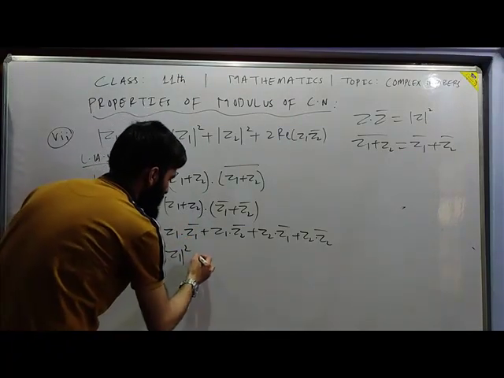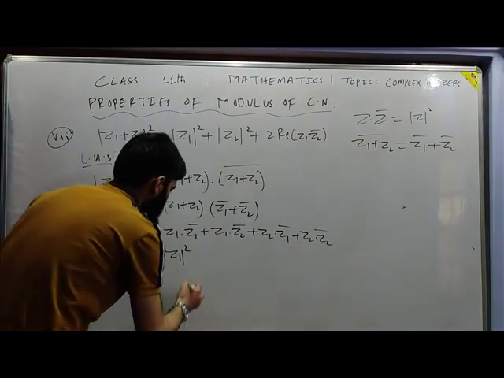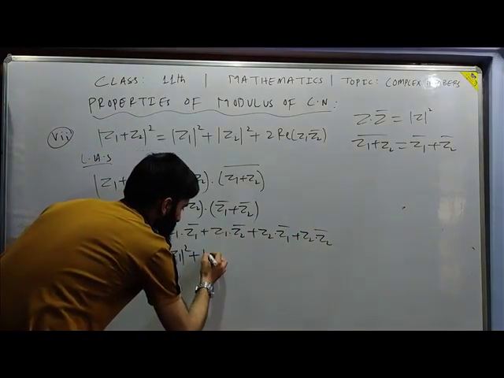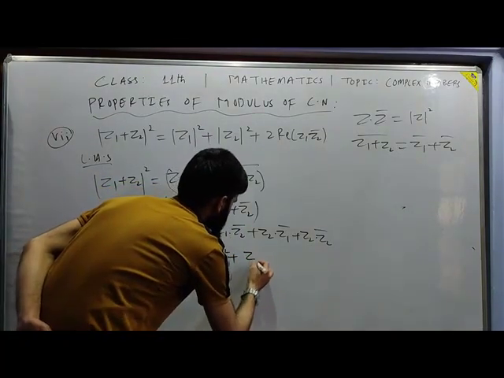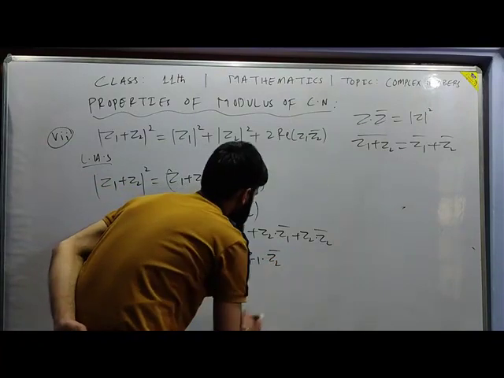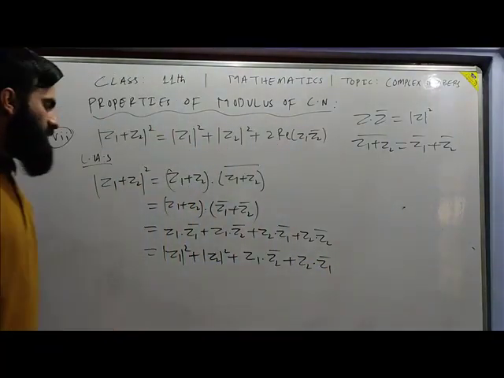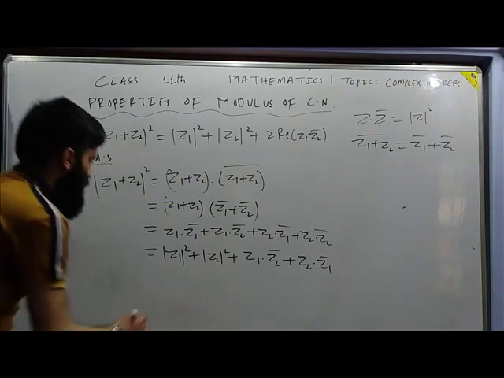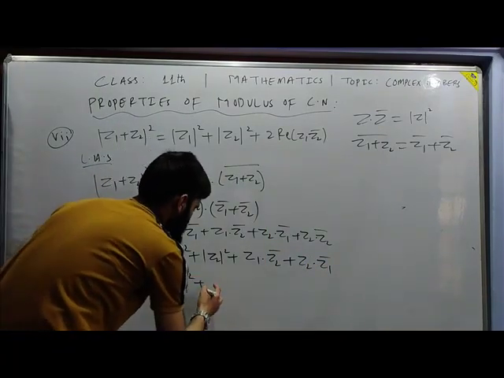Okay, and similarly Z2 dot Z2 conjugate, you will get its square of magnitude. That is the square of the modulus. Then we are left with the terms Z1 Z2 bar plus Z2 dot Z1 bar. So moving ahead, Z1 dot Z1 conjugate is the square of the modulus.